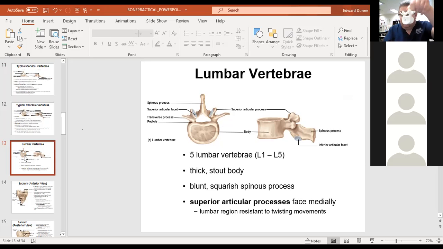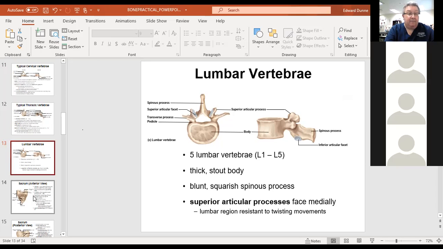The body, this area right here, is very, very thick, very large. It's the largest of the 3 sections. The spinous process right here at the end is very short and very blunt. And there are these articular processes here on the top, all right? They face medially, where the other ones face anterior and posterior. And it allows the lumbar area to rotate. Okay? You won't be able to miss this. If I put a number next to this, all you got to tell me is lumbar vertebra. Okay? So that's the vertebra.